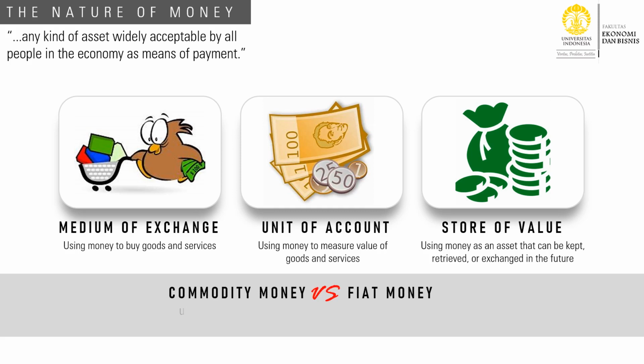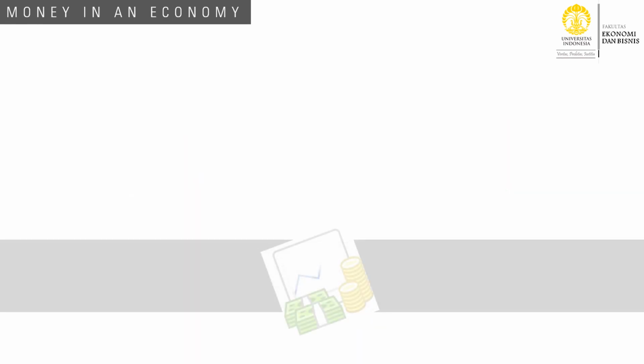About commodity and fiat money, I think no further explanation is needed. The former uses a commodity as money, thus money has intrinsic value, while the latter uses others such as paper or coin whose intrinsic value is low or almost non-existent. Okay, after knowing the nature and functions of money, let's talk about money measures in an economy.